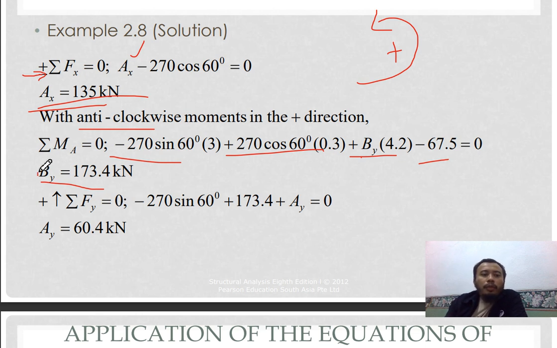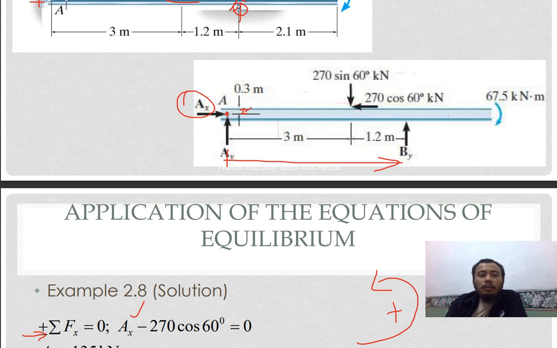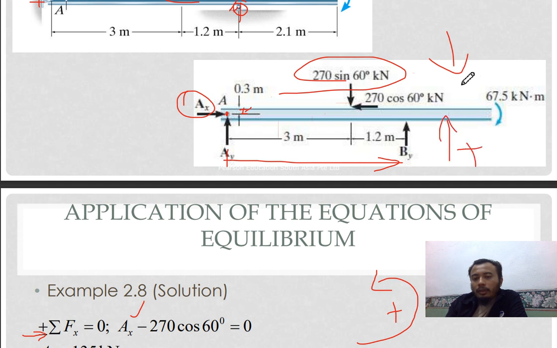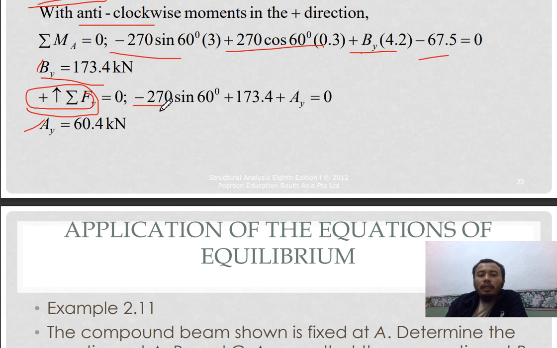So you solve your Bx, you solve your Ax, and then you can solve your Ay because you solve your By. So in the y-axis equation of equilibrium, you have this one: 270 sin theta, negative because downward is considered negative, upward is considered positive. So you have By positive, and then you have Ay positive. So there you have it: negative, positive, positive. You solve for Ay, so you get your Ay as 60.4 kilonewton.